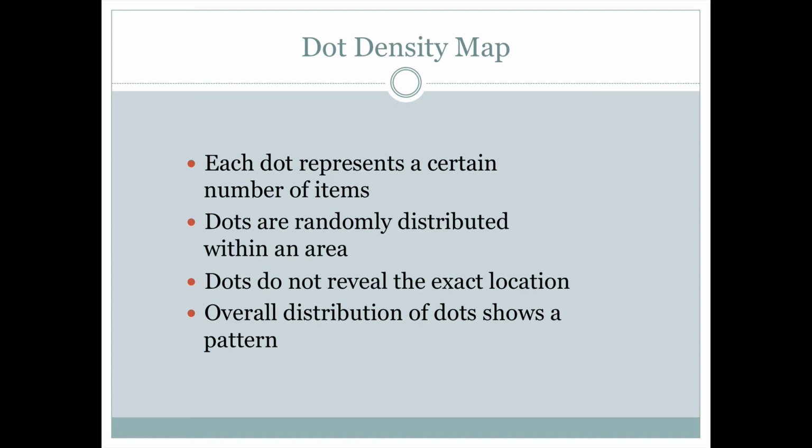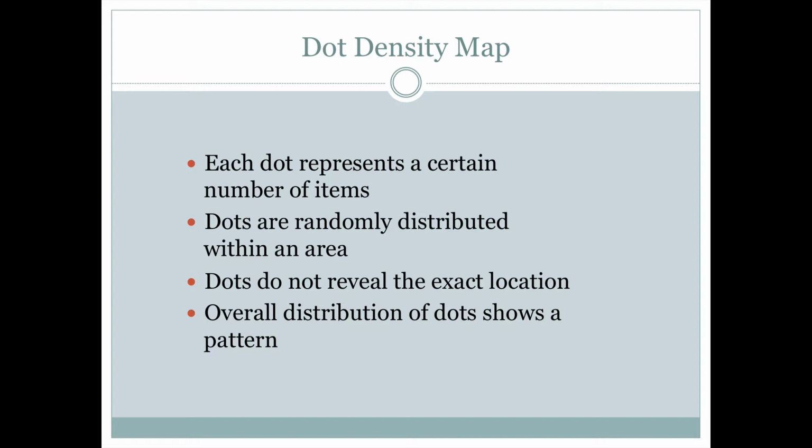Another type of map that we can make with points, and in this case I would think of almost pinpoints, very small little points, is a dot density map. On a dot density map, each point represents a certain number of items. It could be a certain number of acres, or a certain number of people, or a certain number of voters.